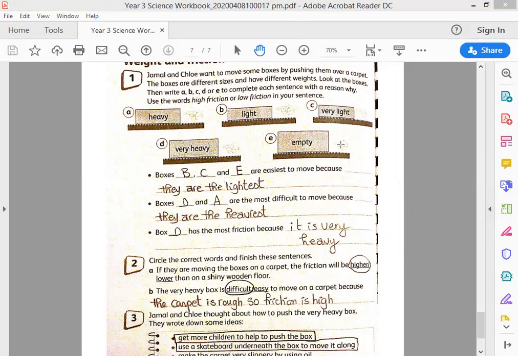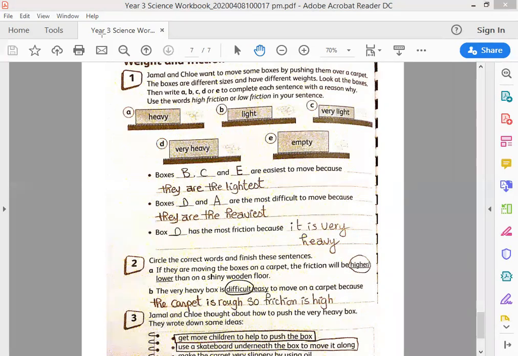Well done. Box D is going to have the highest friction because it's very heavy and it needs a very large force to move, and that's why it's going to have a high friction. So bullet 3, box D has the most friction because it's very heavy.